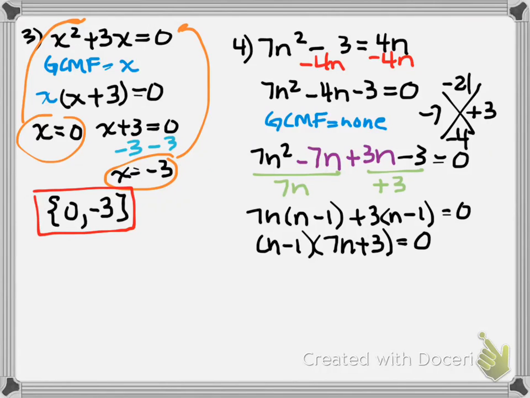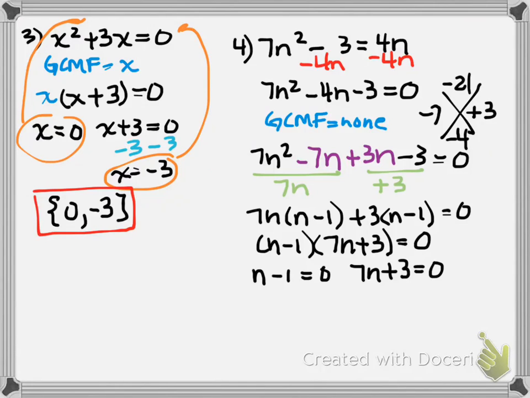Now we're finally to what number 2 looked like. It took us this long to get to there, but that's just the reality of it. Not all your problems are going to be like this, okay? So now we're going to go ahead and take each one that contains a variable, and set it equal to 0 and solve. So n minus 1 equals 0, 7n plus 3 equals 0.